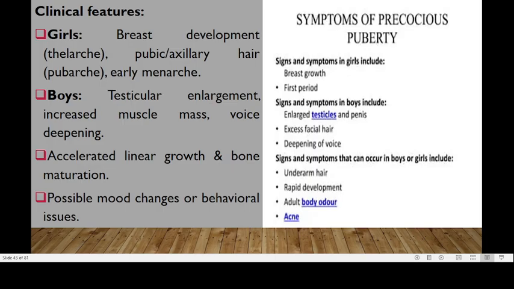In terms of clinical features, for the girls, we have breast development, thelarche, pubic hair, and early menarche. For the boys, we are going to have testicular enlargement, increased muscle mass, and voice deepening. We have accelerated linear growth and bone maturation, and possible mood changes or behavioral issues.